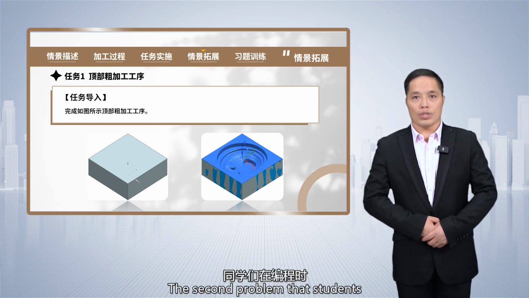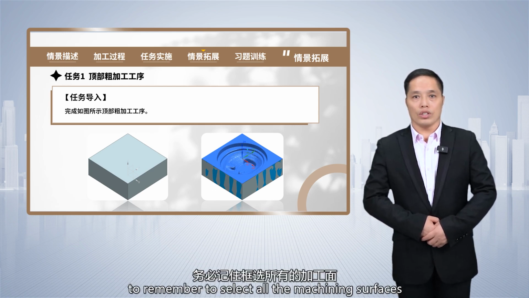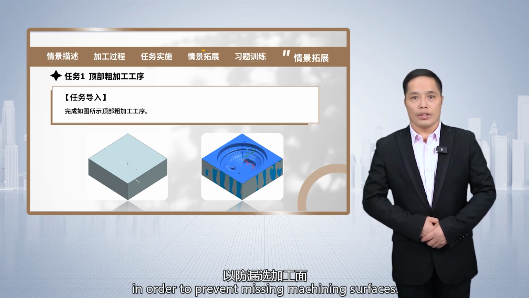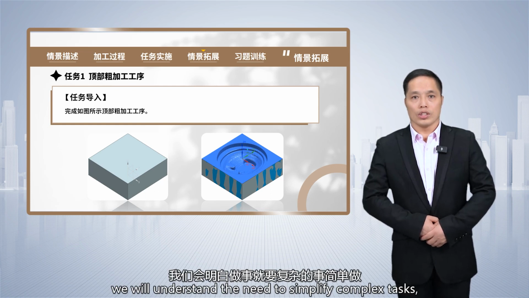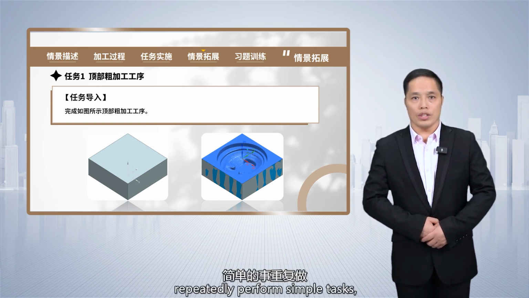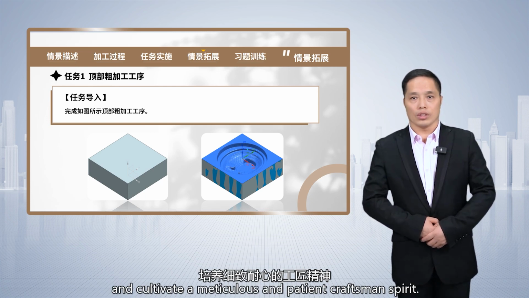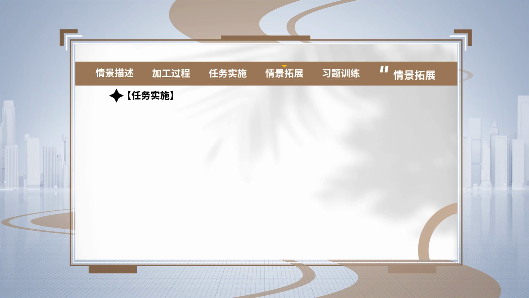The second problem that students need to pay attention to when programming is to remember to select all the machining surfaces in order to prevent missing machining surfaces. Through frequent operation, we will understand the need to simplify complex tasks, repeatedly perform simple tasks, and cultivate a meticulous and patient craftsman spirit. The programming steps are as follows.